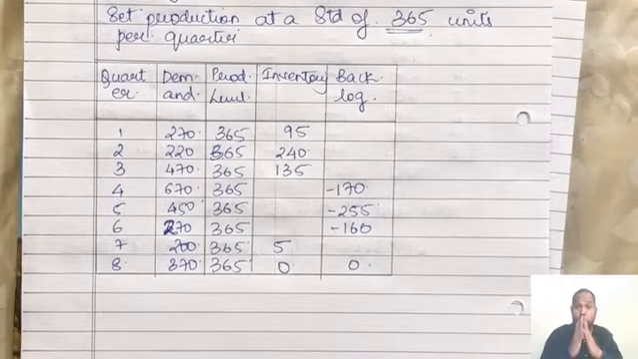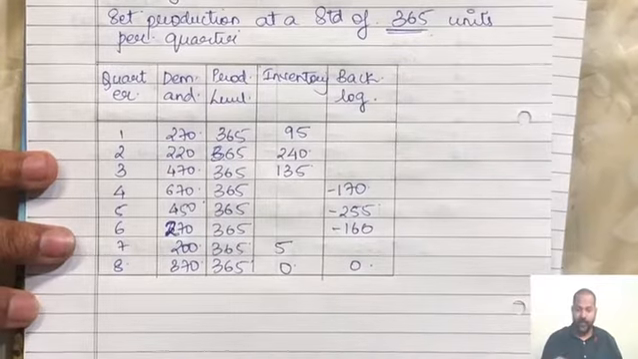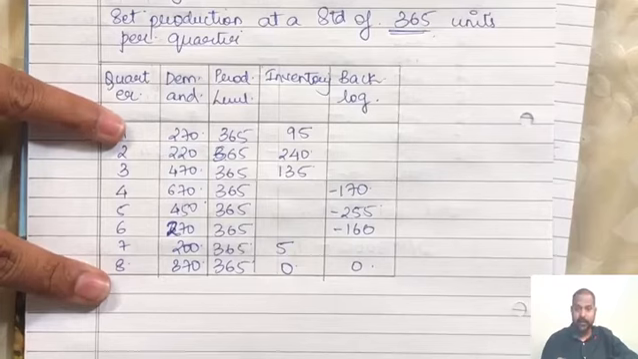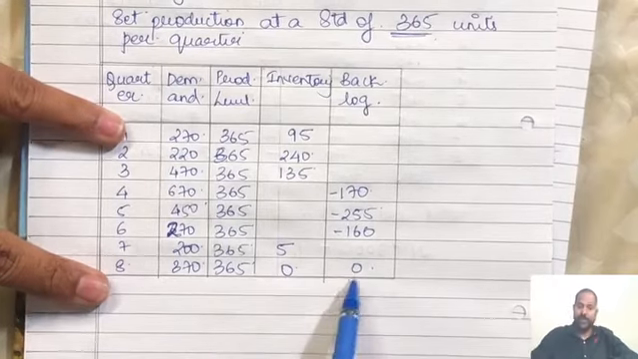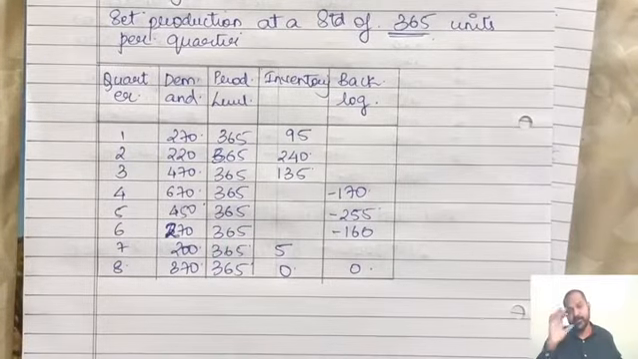And this is why you produce average. If you produce average, at the end of your 8-quarter planning period, your backlogs and inventories will be 0. The new period, you can start fresh.